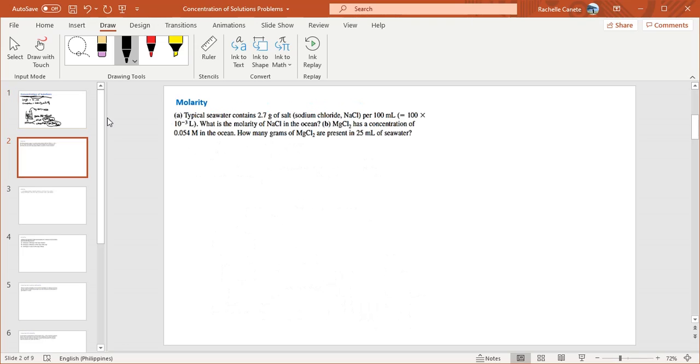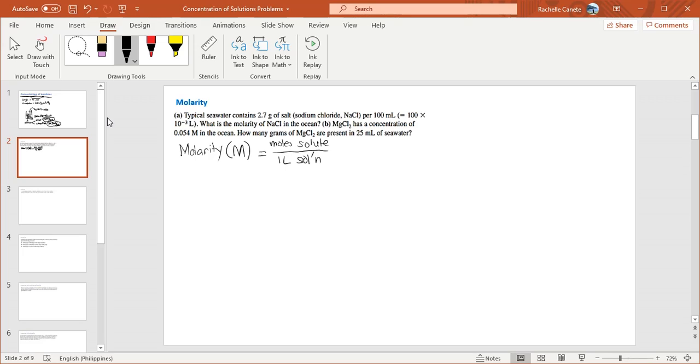So, let's start with the most common concentration unit used in books and other reading materials. First off is the molarity. Molarity is a unit of concentration. It has a symbol M, capital M, which is equal to the moles of solute per 1 liter of solution. Moles of solute per 1 liter of solution. That's the molarity, the concentration of the solution in molarity.